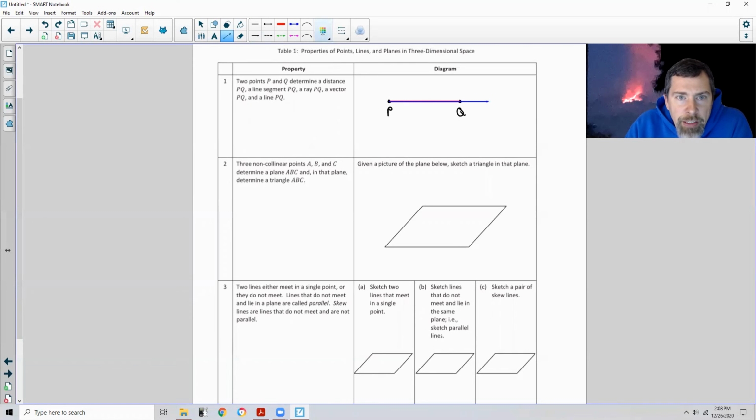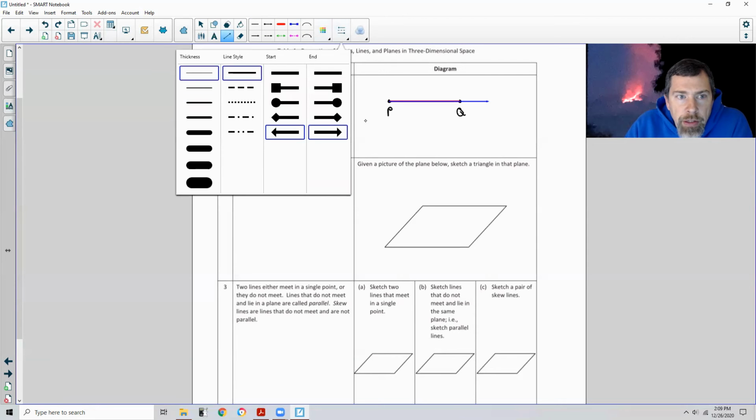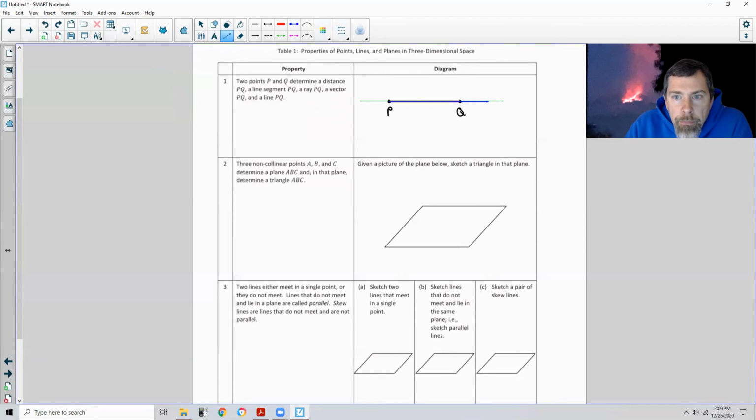And then finally a line PQ. So if I choose a line, and how about green, thin, then this would be line PQ, going forever in both directions. So PQ, there's a distance, PQ is a segment, ray PQ is the blue one, and line PQ is the green one, and it does have arrows on the end. So there is the diagram for point, segment, line, and ray.